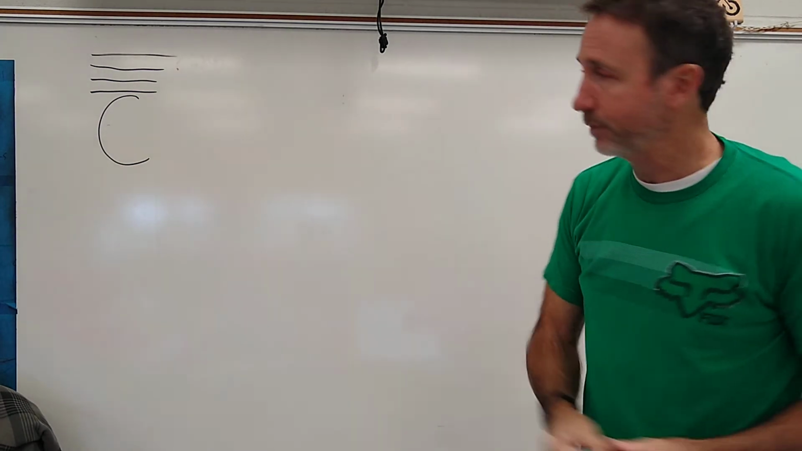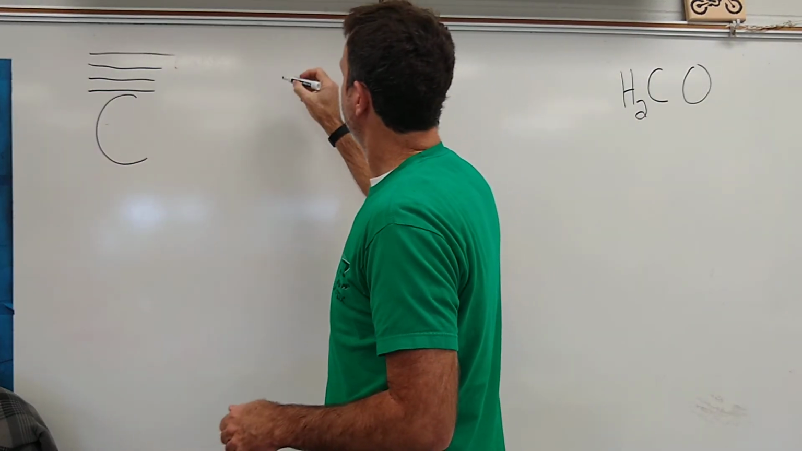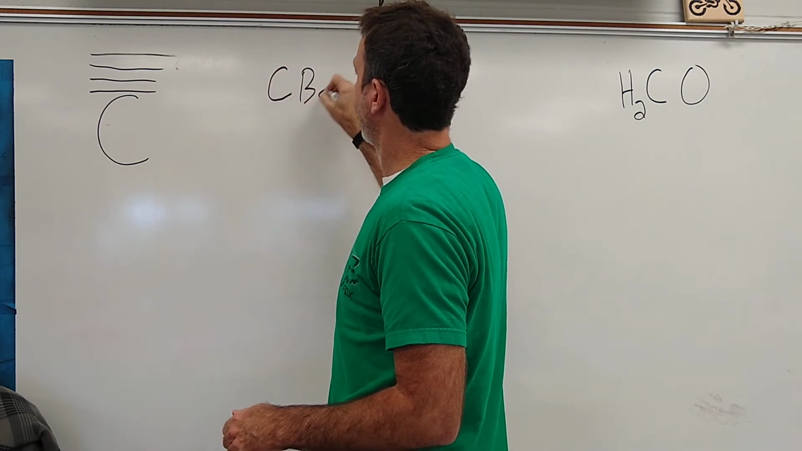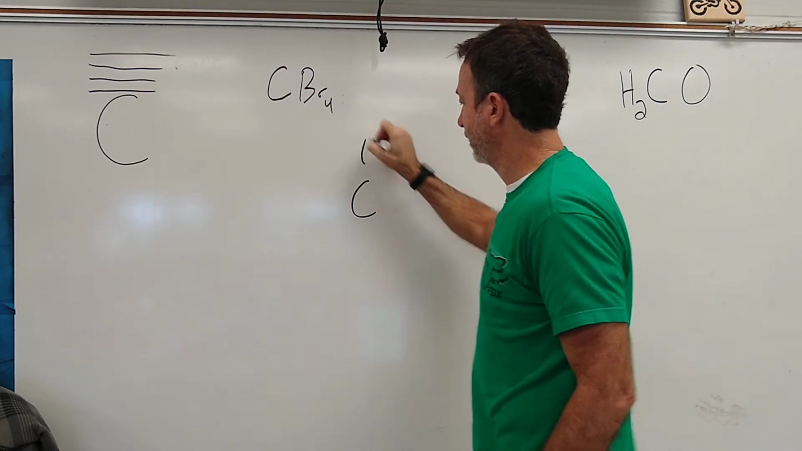CBr4. We're going to do this one. This is the next one. Carbon tetrabromide. So we would draw it like this right here.